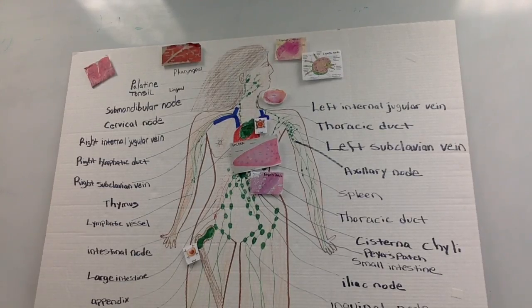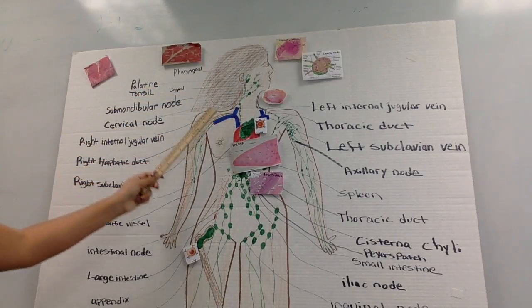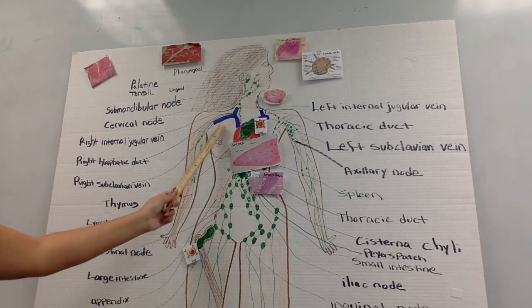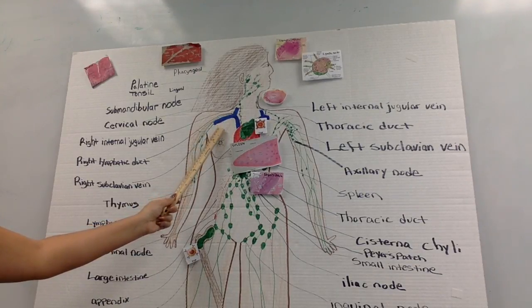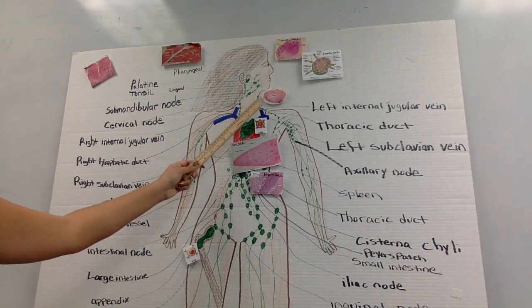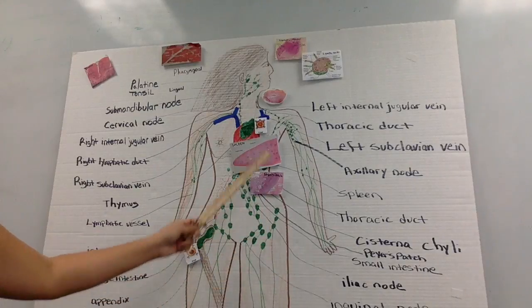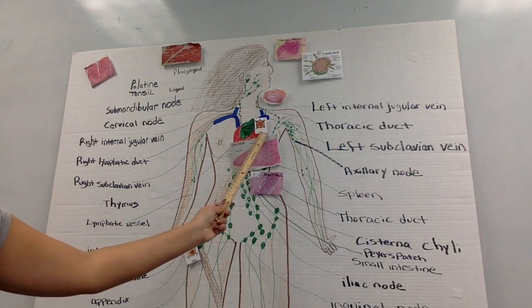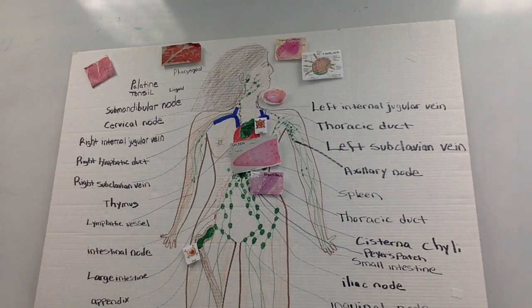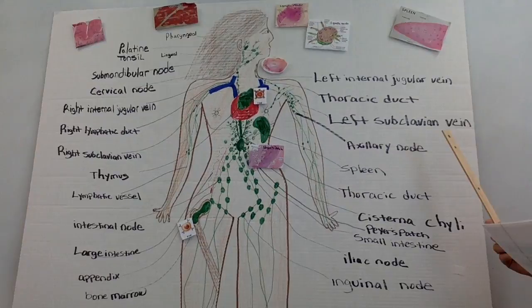It is also very important to know that the right side of the face and the right arm all dump lymph into the right lymphatic duct, which is up here, and then the left side of the face, along with the left side of the body and the abdomen and lower legs, all dump into the thoracic duct. And now Melissa will explain how lymph nodes and the spleen play a part in the lymphatic system.